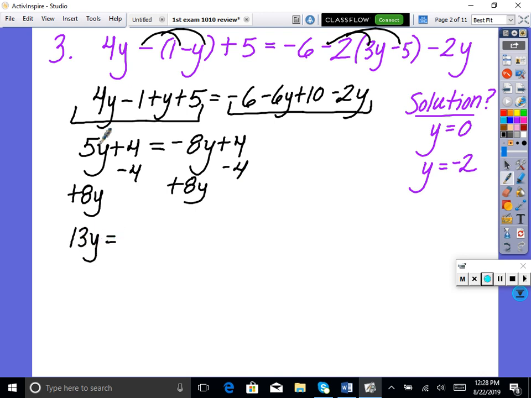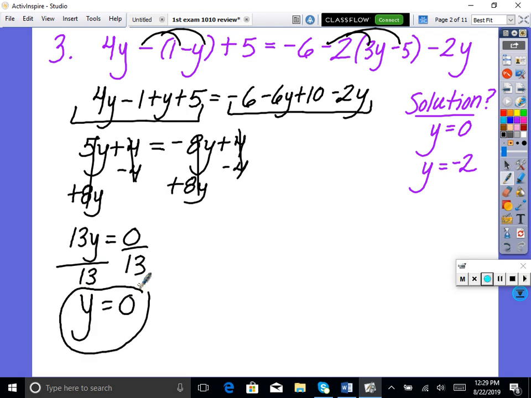13y equals 0. Divide by 13. So y equals 0. 0 divided by 13. Notice 0 is in the numerator, not denominator. It's a problem if the 0 is in the denominator, but since it's in the top, we're all good. So the solution is y equals 0, not negative 2.